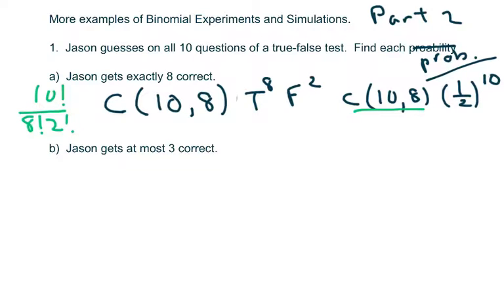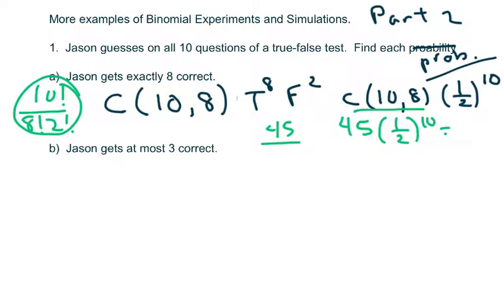So this is 45. So it's 8 times 9 divided by 2. So this is 45 times 1/2 to the 10th. And that would give you 45 over 1,024. Or approximately 0.044. All right.